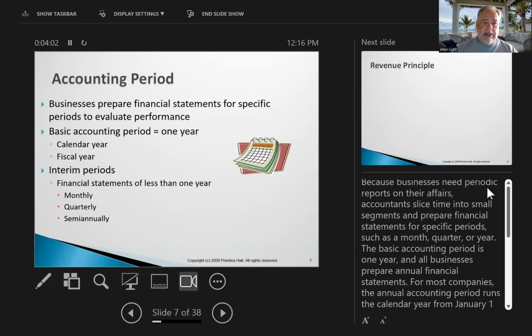The accounting period. This is something else I've kind of talked about. Because businesses need to periodically report on their affairs, accountants slice time into small segments and prepare financial statements for specific periods, such as a month, a quarter, or a year, something that you've heard me talk about. The basic accounting period is 1 year.